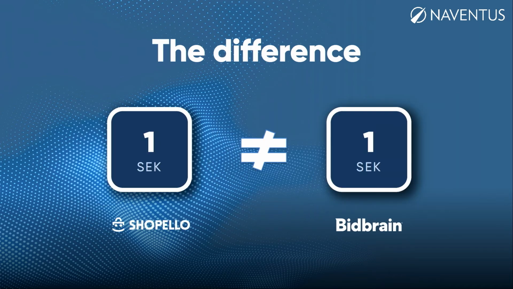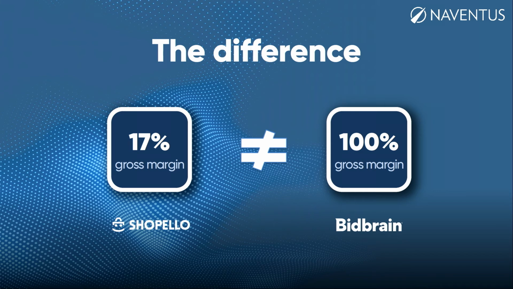The revenues have been going down lately, and that is due to the shift from the Shopello service, which has an old business model, to this new one of BidBrain, which is a SaaS service. So you can't really compare 1 crown here versus 1 crown here because they are different in margin. The margin at Shopello is only like 15 or 20%, while the margin as a SaaS company, if you know SaaS, is close to 100%. So when we do this shift, bear this in mind.